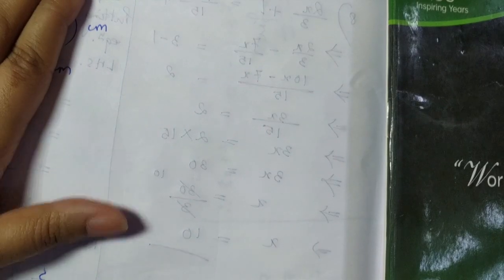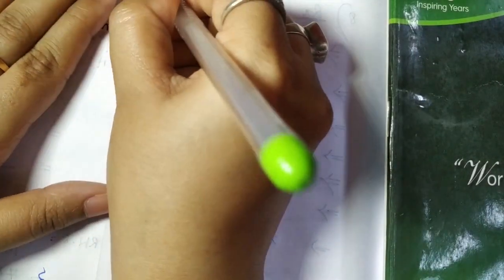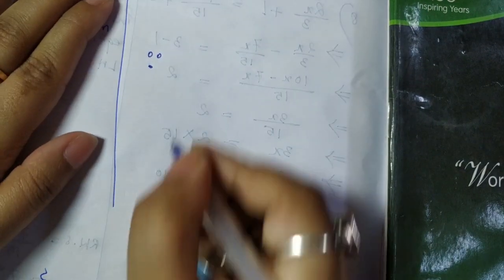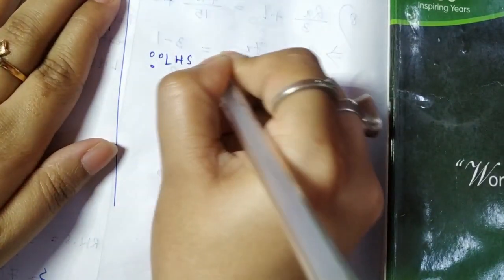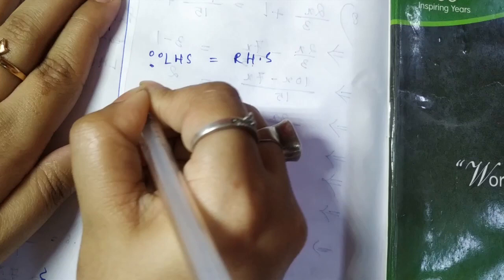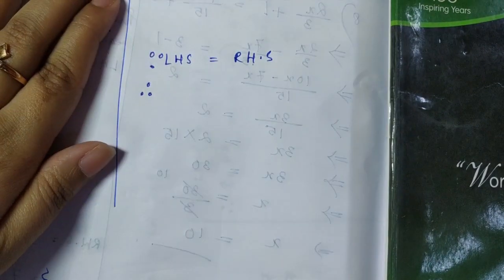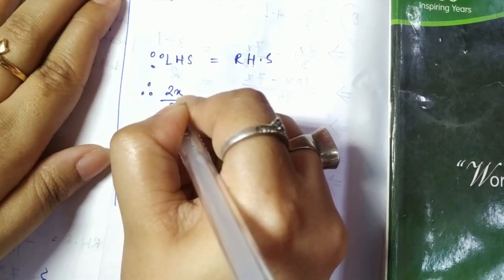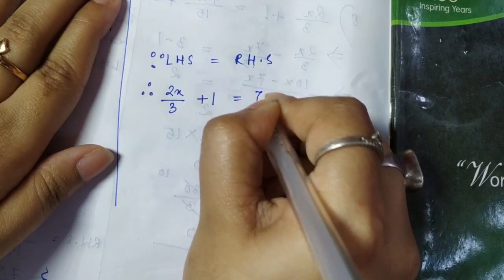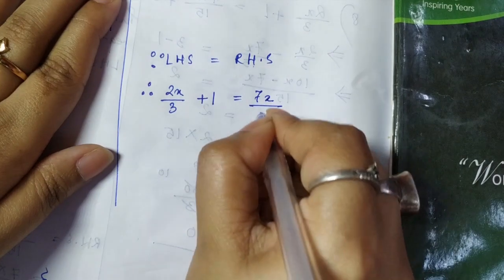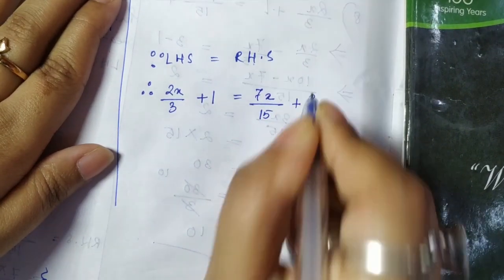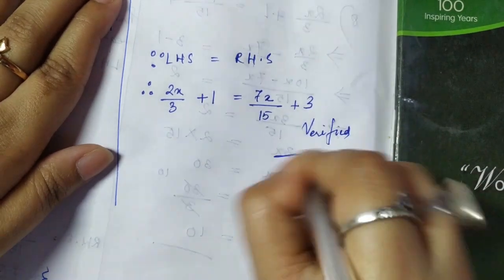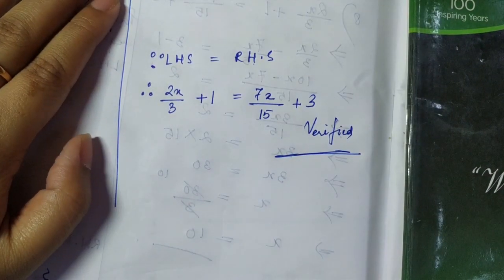So what can I write? Since left hand side is equal to right hand side, what is my given equation? Therefore, the equation, that is 2x by 3 plus 1 is equal to 7x by 15 plus 3. These are equal. So this is verification. Okay, so this is verified.